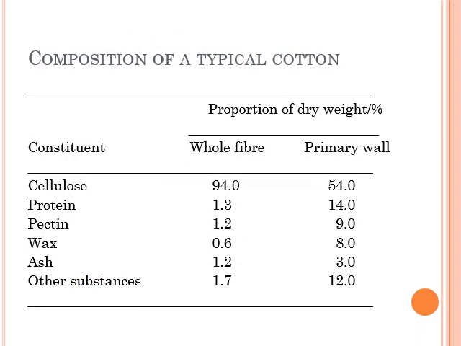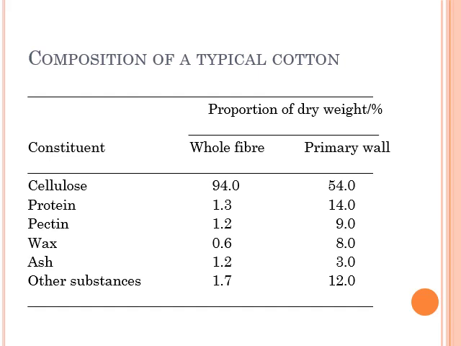It is instructive to compare the composition of the primary wall with that of the cotton fiber as a whole, since it is the primary wall that becomes disintegrated when preparing cotton for dyeing and printing. Although the primary wall accounts for only 5% by weight of the fiber, it contains most of the non-cellulosic constituents.